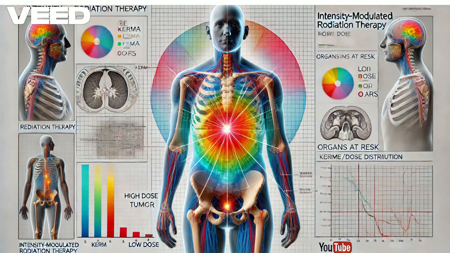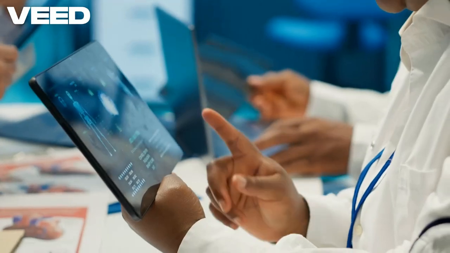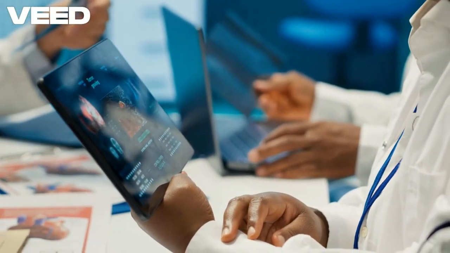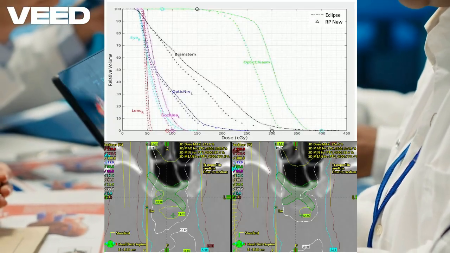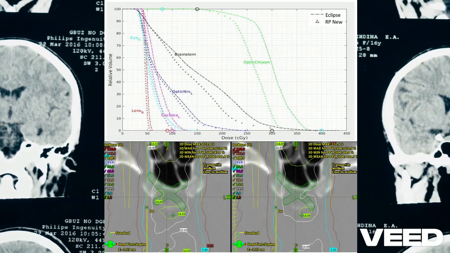One real-world example is the use of intensity-modulated radiotherapy, IMRT, a technique that carefully shapes the radiation beams to target the tumor with high precision. The absorbed dose is tailored so that the tumor receives the necessary energy, while the dose to surrounding healthy tissue is minimized. This level of precision would not be possible without a deep understanding of how absorbed dose and Kerma work together.